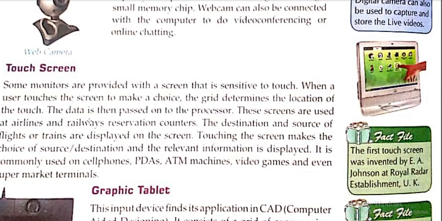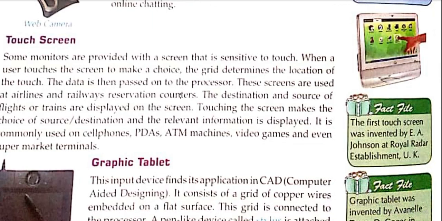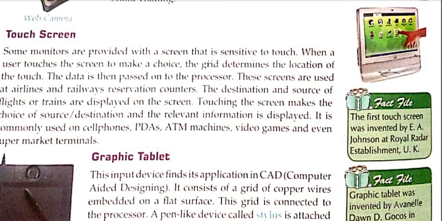So I think it is written the same thing. Sometimes computers are provided with a screen that is sensitive to touch. When the user touches the screen to make a choice, the grid determines the location of the touch. What is a grid? Basically, a grid is a small area. So the grid determines the location of the touch. That means by the grid, the computer can understand which part you have touched. The data is then passed on to the processor. That means the information about which part you have touched is given to the processor, and according to that information, the processor will do the action.